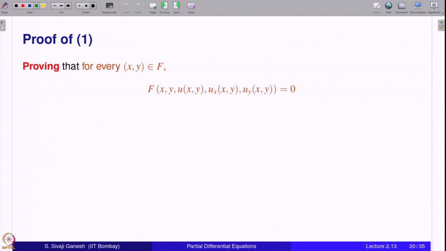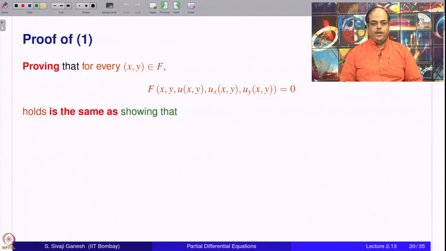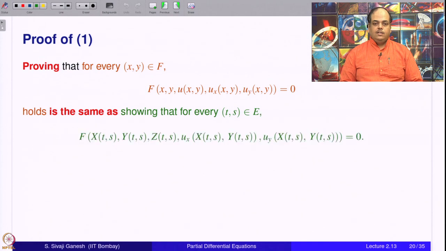So, proving that for every (x, y), u satisfies the PDE, namely f(x, y, u, u_x, u_y) = 0 holds, is the same as showing that for every (t, s) in E, f(x(t,s), y(t,s), z(t,s), u_x(x(t,s), y(t,s)), u_y(x(t,s), y(t,s))) is 0. Because (x, y) and (t, s) are in one-to-one correspondence via a diffeomorphism. Therefore, showing this is the same as showing this.